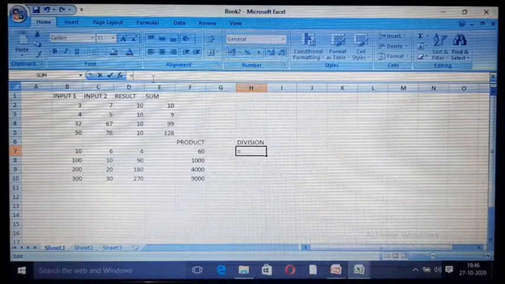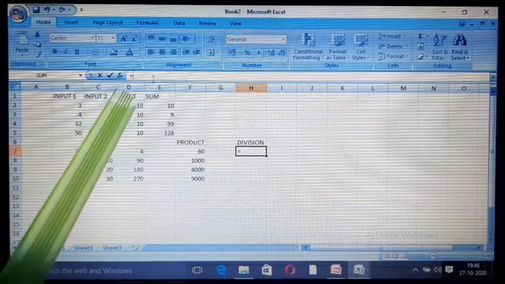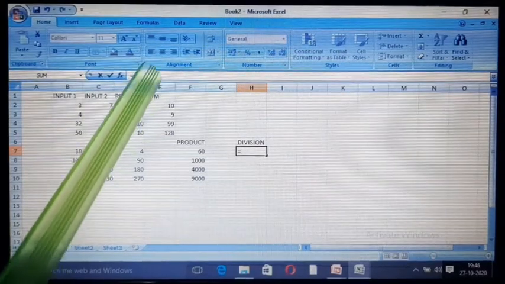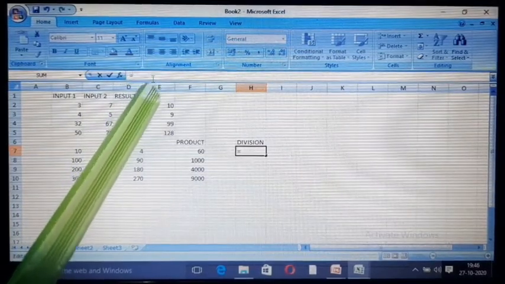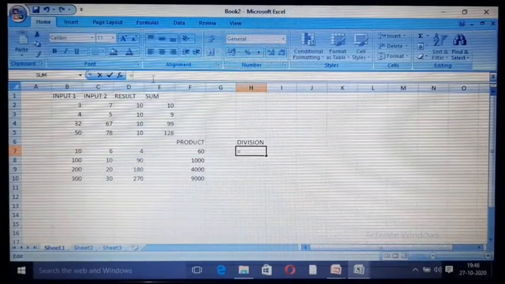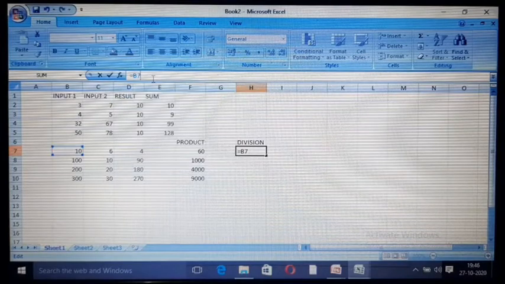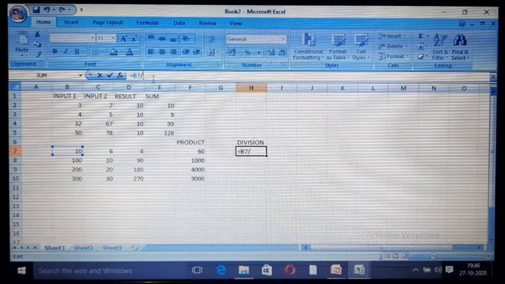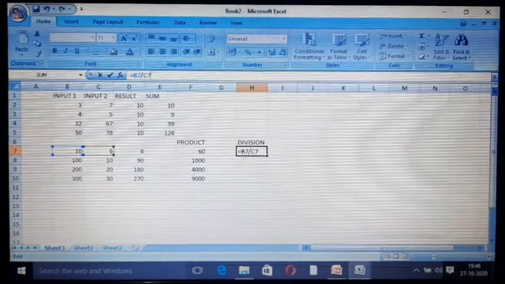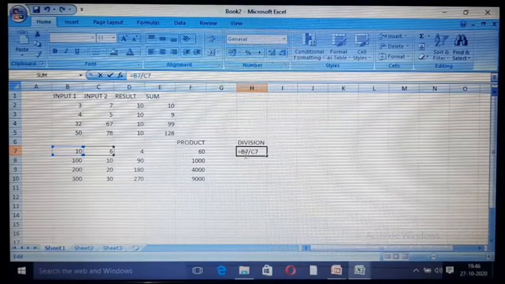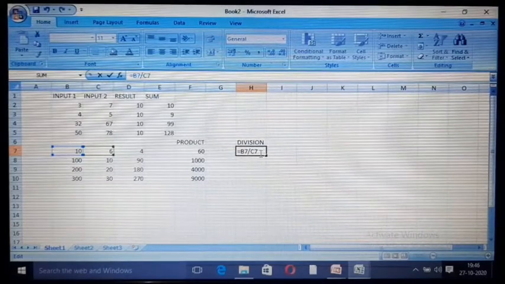Write equal to here. In the formula bar, you should write equal to first. For writing a formula, equal to is a must. Then you write B7. Now the sign for division is slash, I told you before in the last video class. B7 slash C7. Now B7 is the dividend and C7 is the divisor. B7 divided by C7. Now you press enter here.